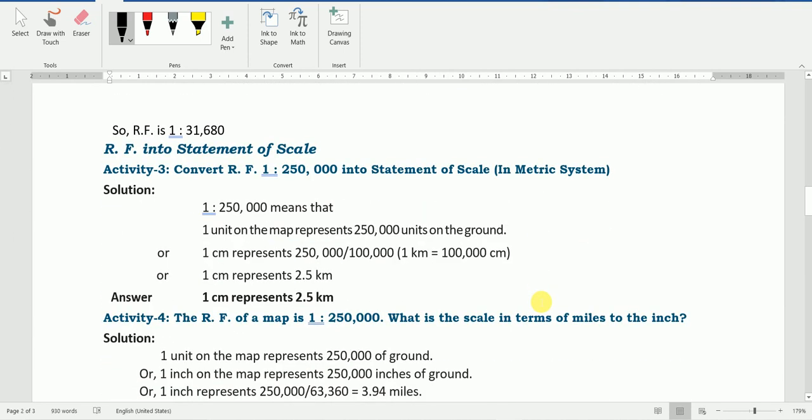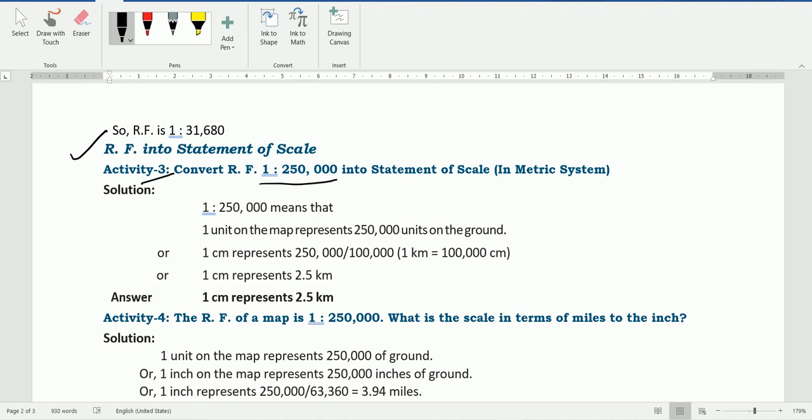Next we have another activity, from representative fraction to statement of scale. Here we have to convert the RF into a statement of scale in the metric system. Activity 3: convert RF 1 is to 250,000 into a statement of scale in the metric system. So here the RF is 1 is to 250,000.